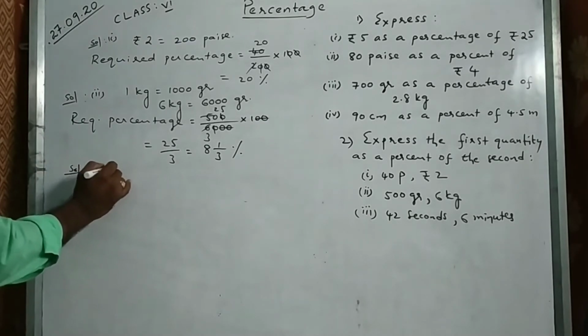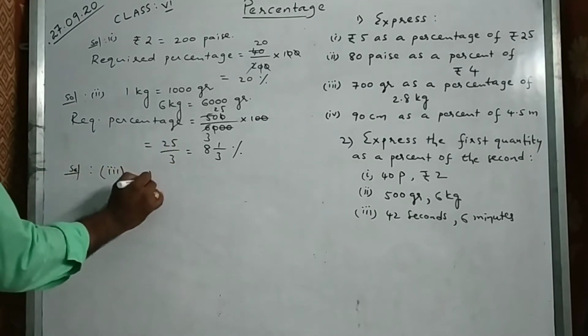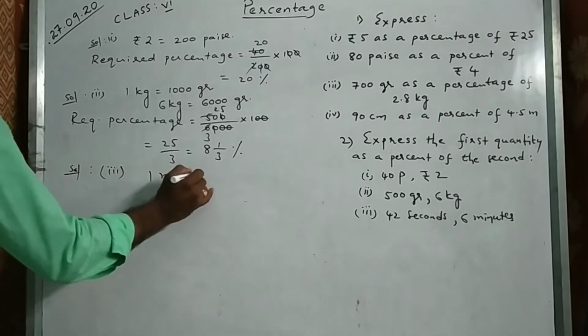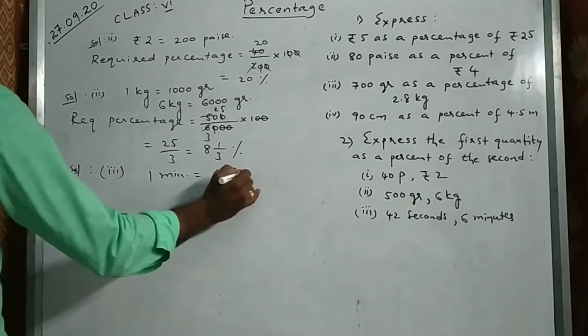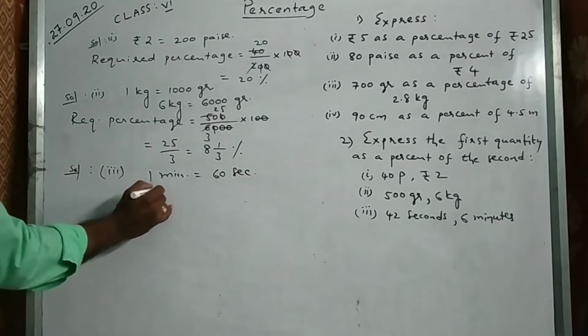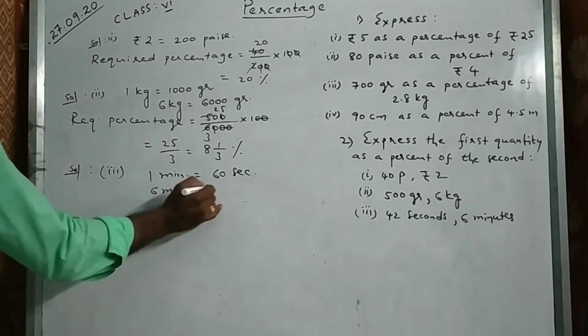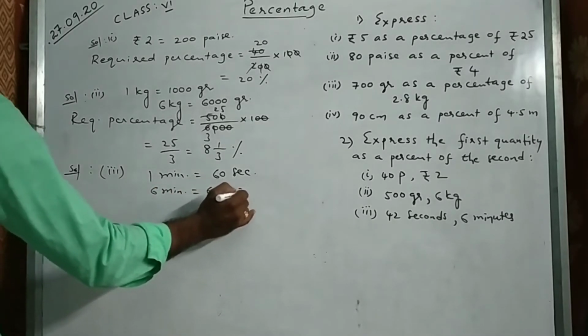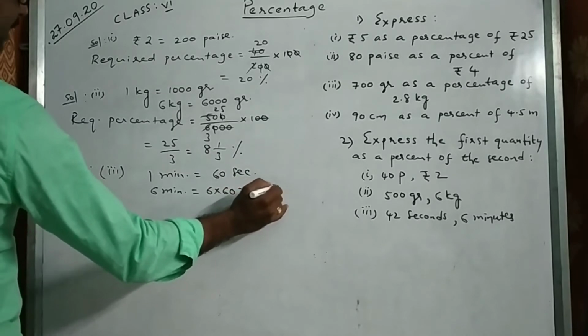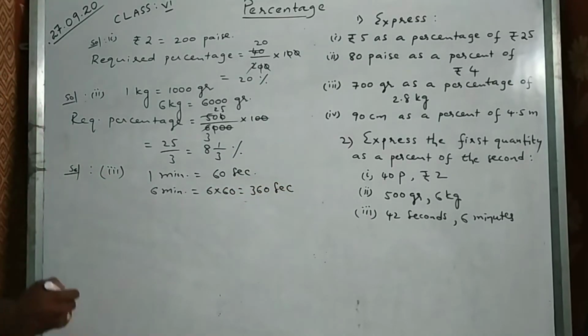Third, seconds and minutes. You know 1 minute equals 60 seconds. So 6 minutes means how much? 6 into 60, that means 360 seconds, right? 360 seconds.